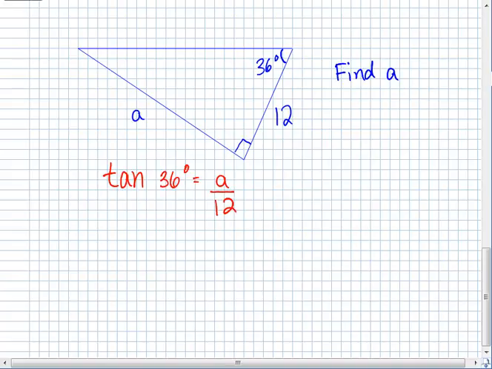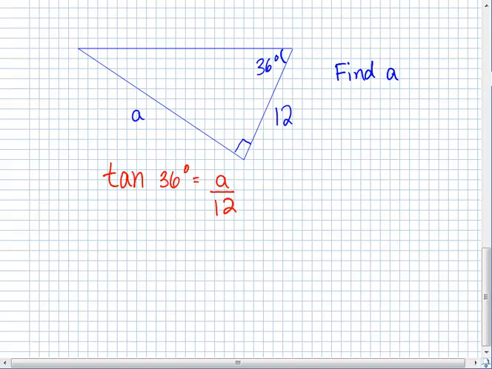Okay, so hopefully you've got the same answer I did, and that is the tangent for 36 degrees. The tangent ratio is opposite over adjacent. So it is A, the opposite side, over 12, the adjacent side. So there we have opposite over adjacent. Now tan 36 you can do in your calculator, and then all you have to do is solve for A.